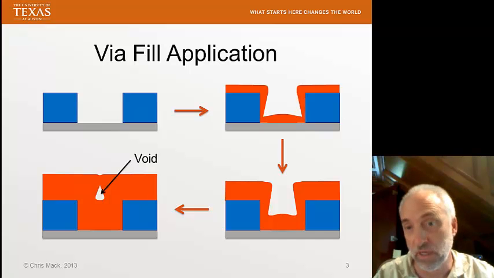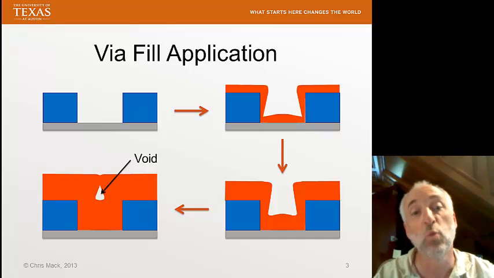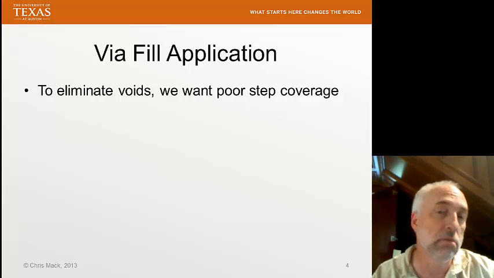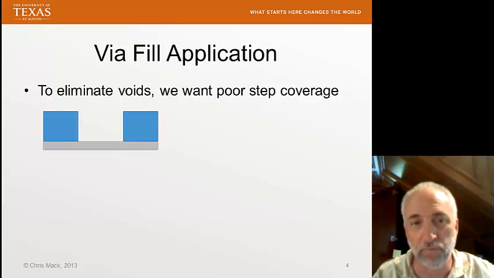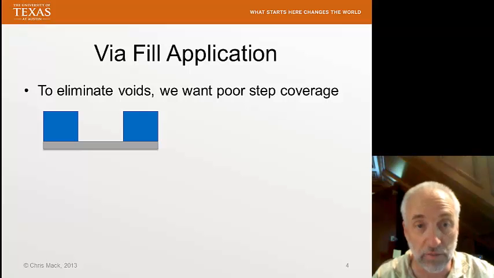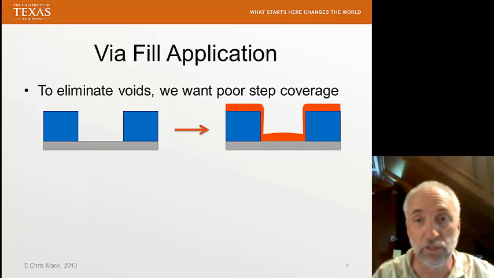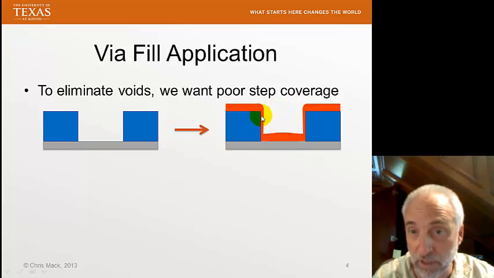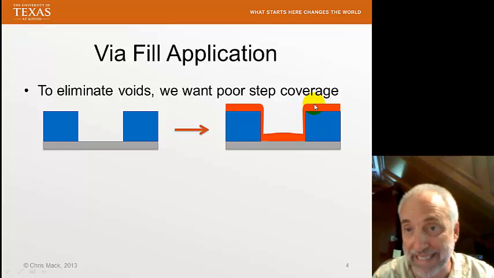How can we avoid this? Well, we can avoid this by having worse step coverage. I'll talk about how we create worse step coverage. First, let's look at what the effects might be. There's our fill that we want to fill up without a void. We start filling up, but this time we'll use a process with poor step coverage. So you see the thickness on the sidewalls is less than the thickness at the top and the bottom of this feature.